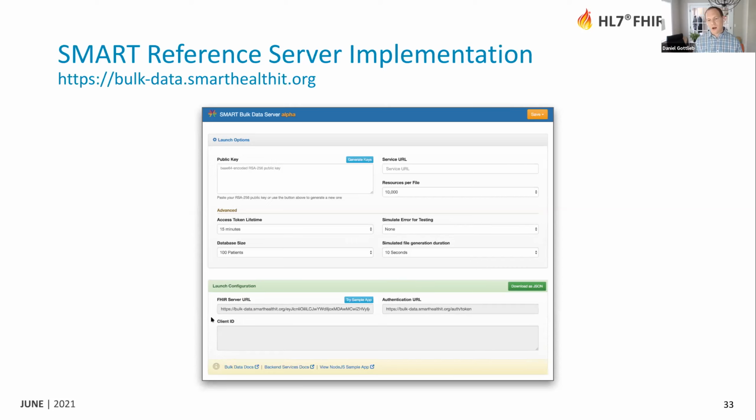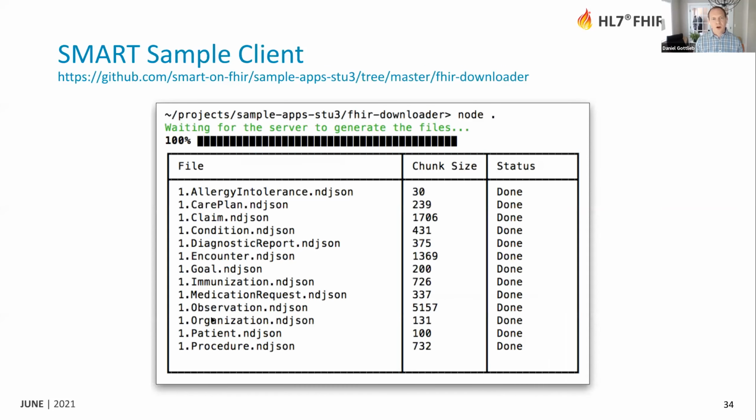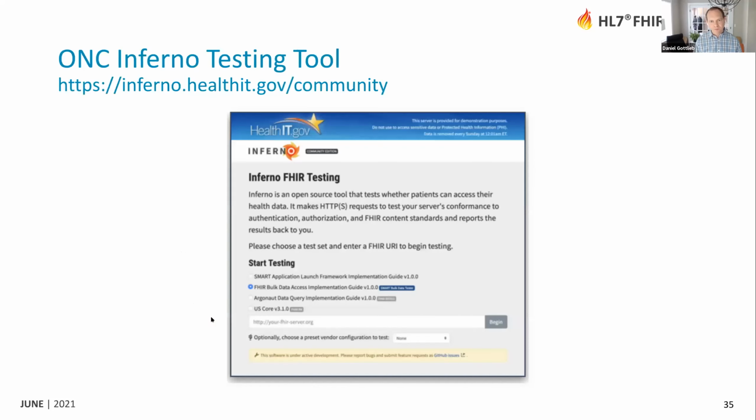You can even inject errors at different points in the process. So you can say, I want this request to fail at this particular point and return an error. And so it's a great way to try different scenarios with your bulk data client and make sure that it's robust to working with different types of servers. The Smart team also maintains a bulk data client written in JavaScript, which is a good example of what these interactions look like from the client side.